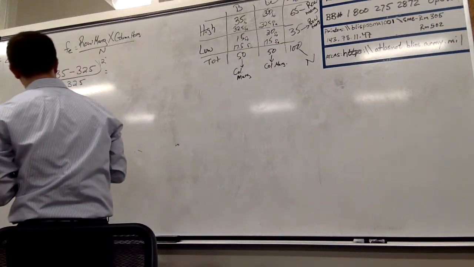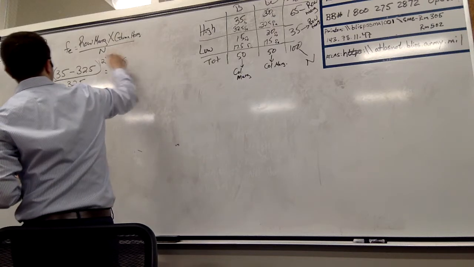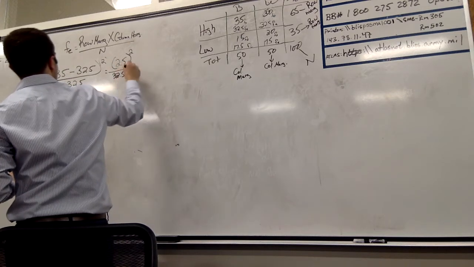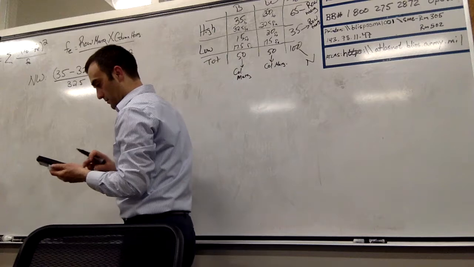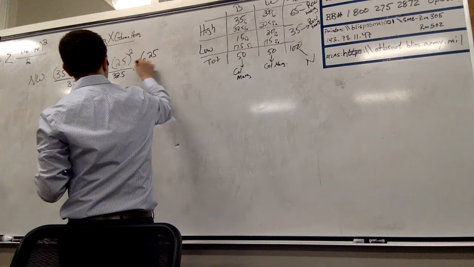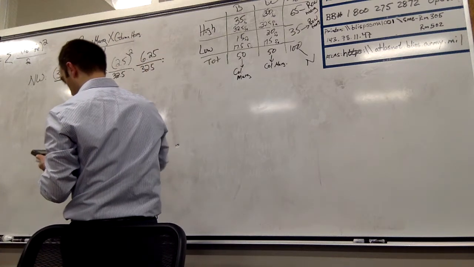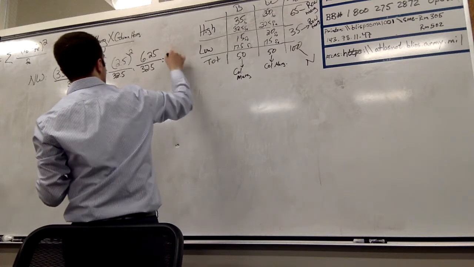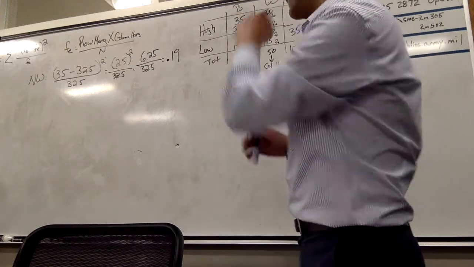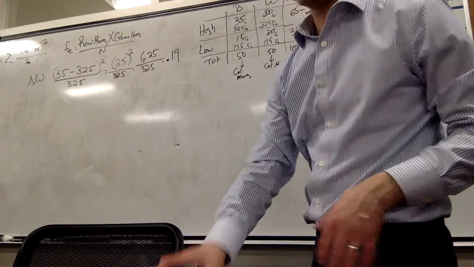So you're going to take, let's see, 35 minus 32.5 is 2.5. We're going to square it and then divide by 32.5. So 2.5 squared is 6.25. We're going to divide that by the 32.5 to get 0.19. Everybody see that? Square the numerator. Don't do the squaring at the end. So we got a value of 0.19.